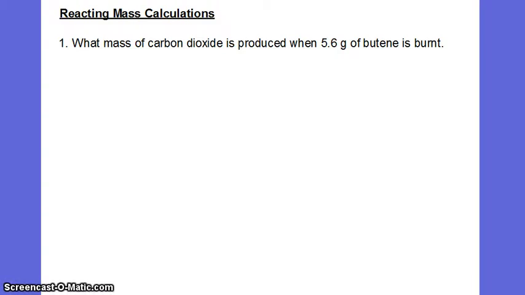So this is a fairly typical question. What mass of carbon dioxide is produced when 5.6 grams of butene is burnt? But in an exam they would give you the equation. Now you should know that butene contains 4 carbons because obviously there is a "but" there, so it would be C4. You also know that it's an alkene, and the general formula of an alkene is CnH2n. So if we've got 4 carbons, it'll be C4H8.